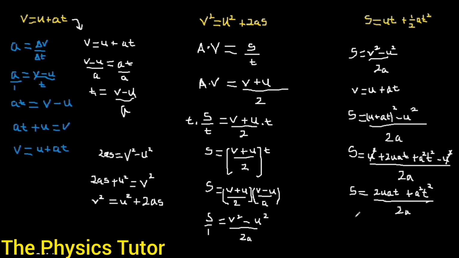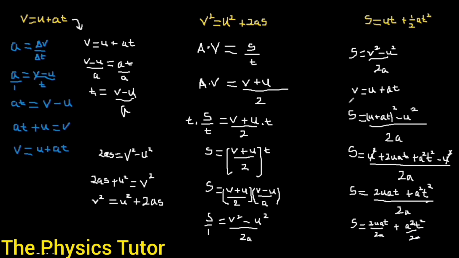Now this can be written as, when you split, s is equals to 2uat over 2a, plus here I will have a square t square all over 2a.